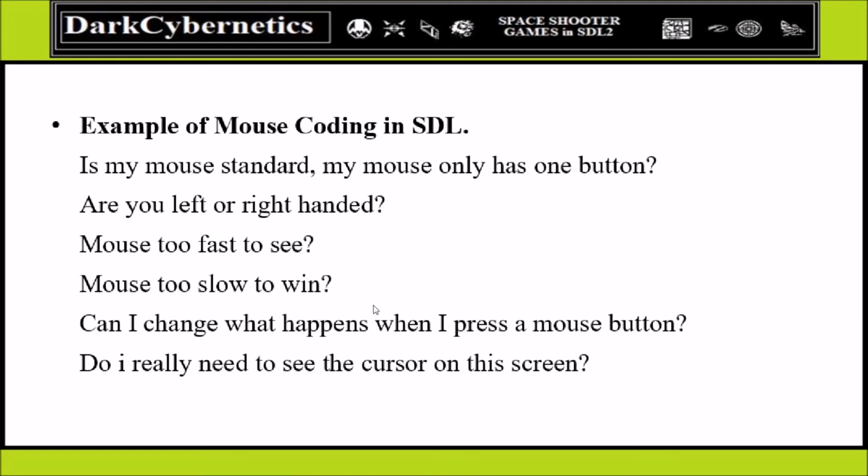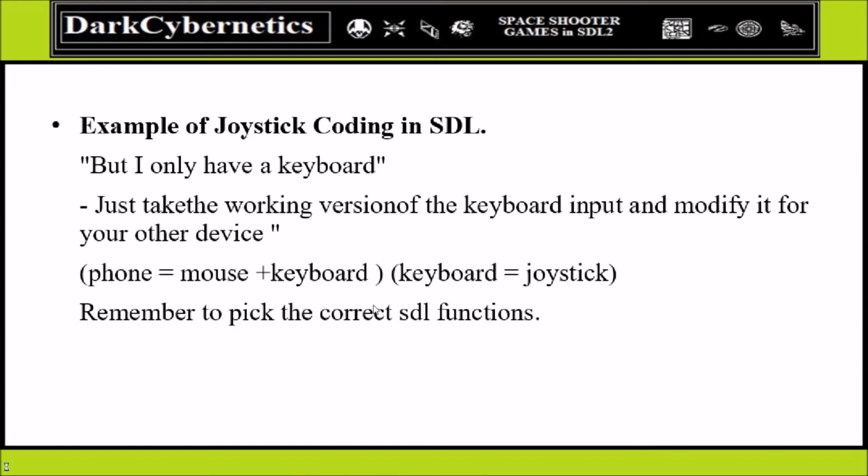So if we have a mouse, the mouse controls are just completely different. One problem people have, if you're using a Macintosh, is: is this a standard keyboard? How can I play this three-dimensional or two-dimensional game with one button? Can I change the keys? Is my mouse moving too fast? Is it too slow? Are you left or right-handed? These are problems that come up. Do I really need a mouse cursor? No, that should be seen on the screen. These things come up.